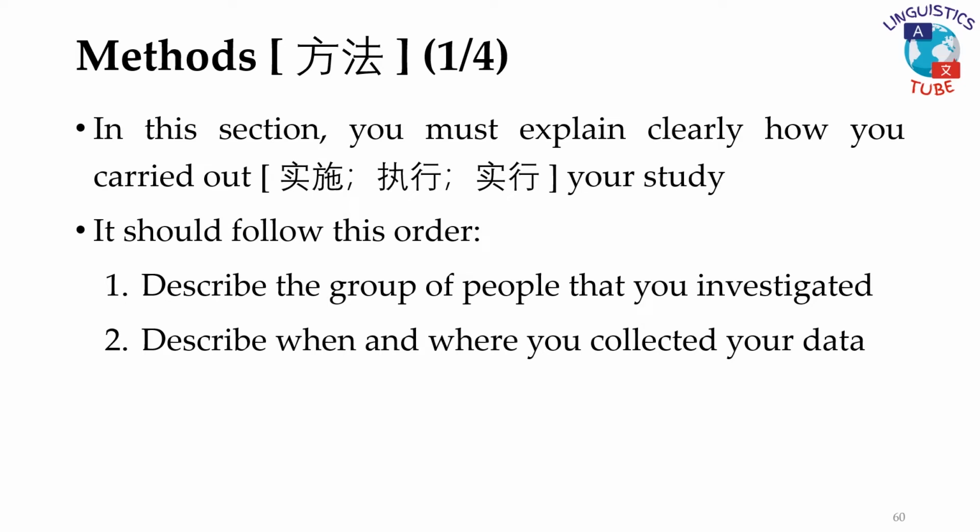The methods section has 4 components, and you should write them in the following order. Firstly, you must describe the group of people that you investigated. You will need to give your participants a label, such as students, teenagers, grandparents, office workers, cleaners, or delivery people. Also, you should state the number of participants and any other information that is important for your study, such as their ages.